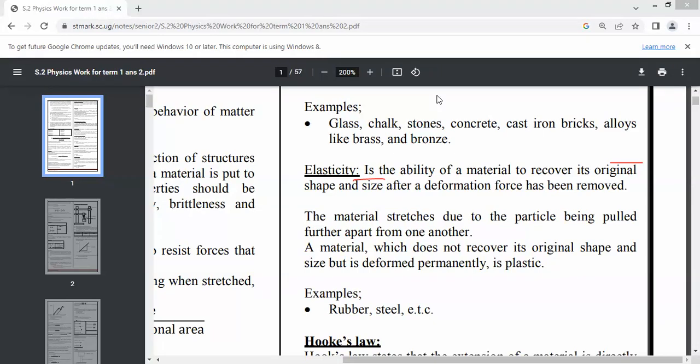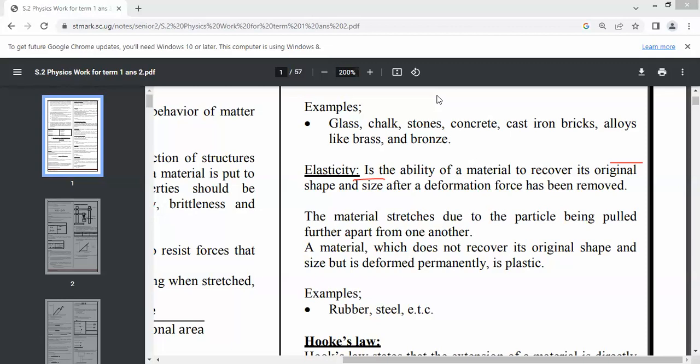So we say that elasticity is the ability of a material to recover, or to regain, or to get back its original shape and size after the deforming force has been removed. So when you put a force on a material which is elastic, that material is deformed because of the force, or it is stretched because of the force, or there is an extension on that material because of the force. But when you remove that force, that material is going to come back into its original shape and size. So materials that are able to do that are called elastic materials.